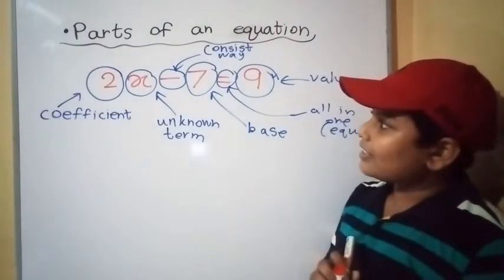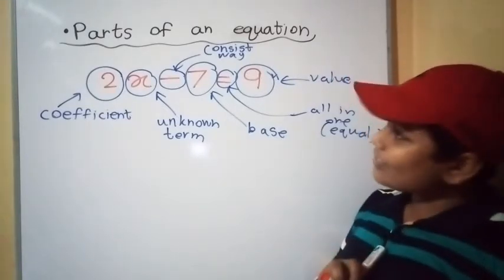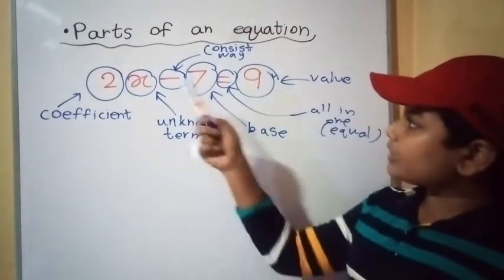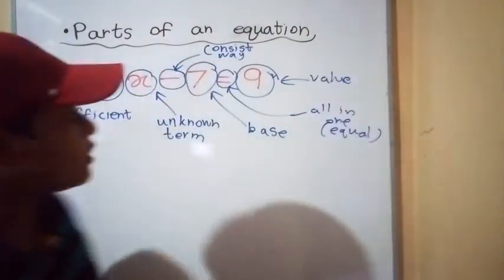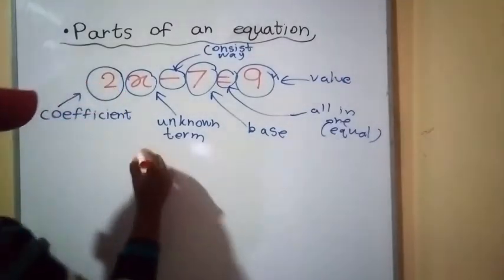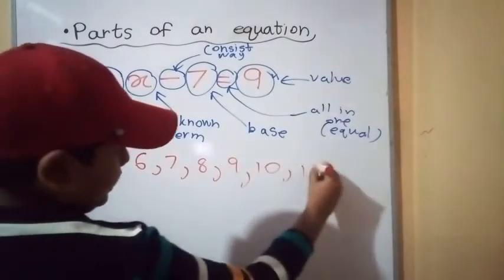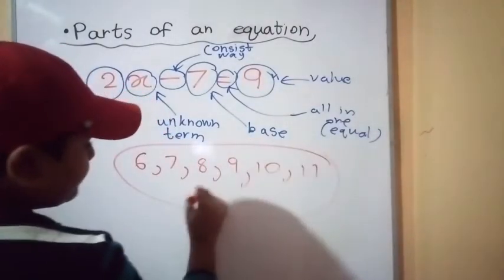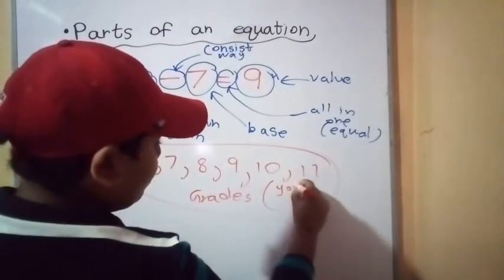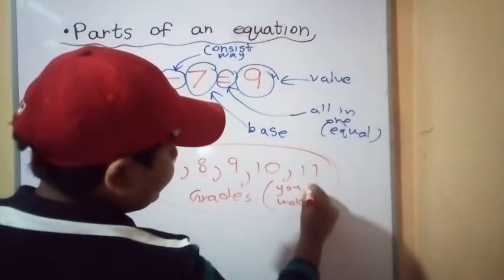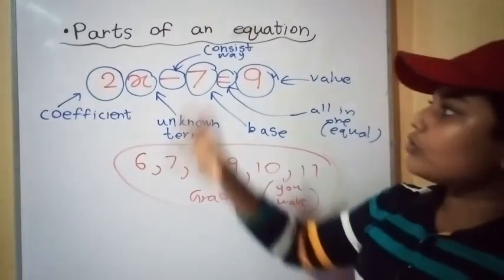Alright. Now 2x subtract 7 is 9. Now in the equation we have 1, 2, 3, 4, 5, 6 parts, wait, 5. Now this consists of grades 6, 7, 8, 9, 10, 11. These are all the grades that you want. Right? In grade 8, guys, what's this? You want to write this.